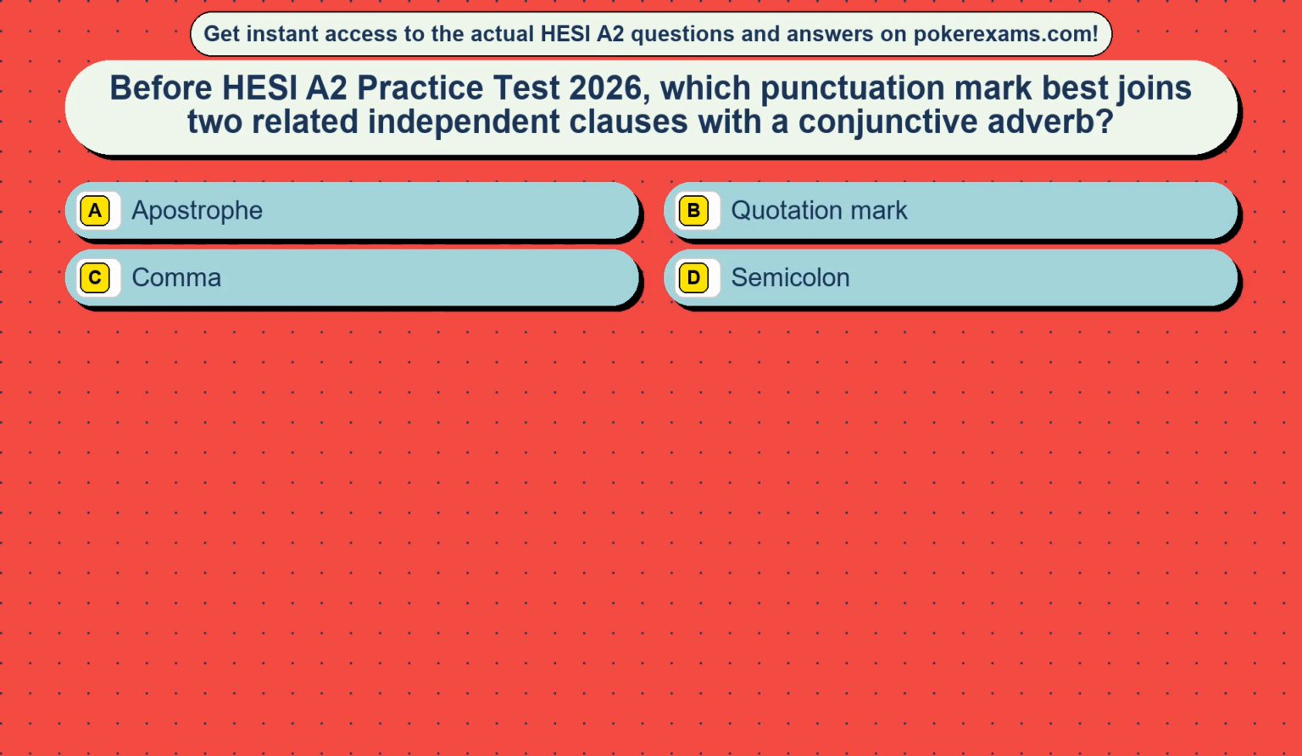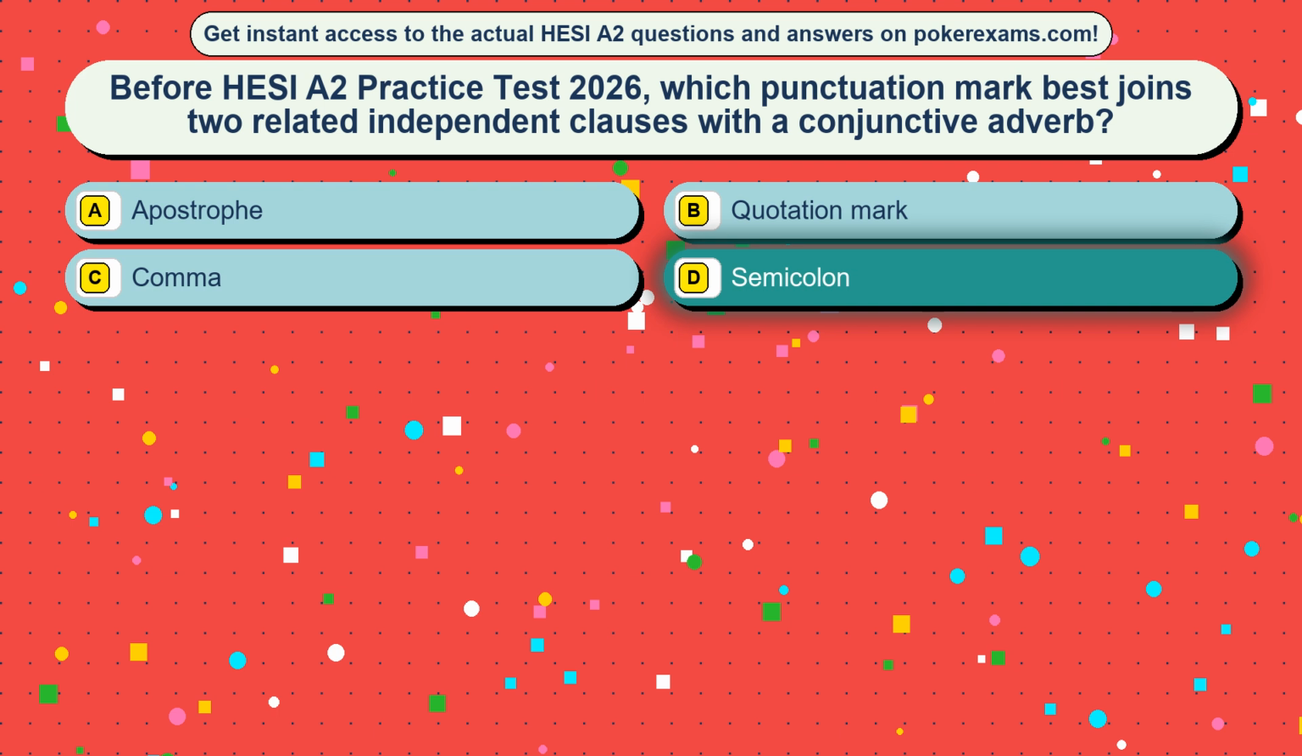Question 15. Before HESI A2 Practice Test 2026, which punctuation mark best joins two related independent clauses with a conjunctive adverb? Option A, apostrophe. Option B, quotation mark. Option C, comma. Option D, semicolon. The correct answer is option D, semicolon.